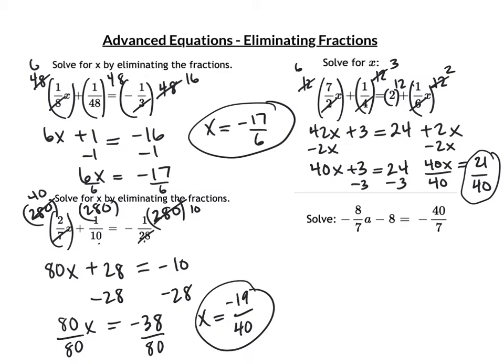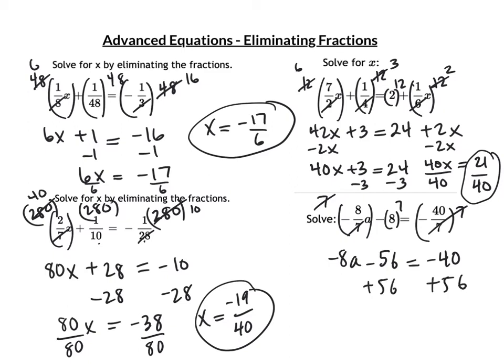So on this next one, a little bit quicker, the only denominator is 7. So I'm going to multiply everything by 7. These cancel. I get negative 8a minus 56 equals negative 40. And I will add 56 to both sides. So this is negative 8a equals 16. And divide by negative 8. And a will be negative 2.